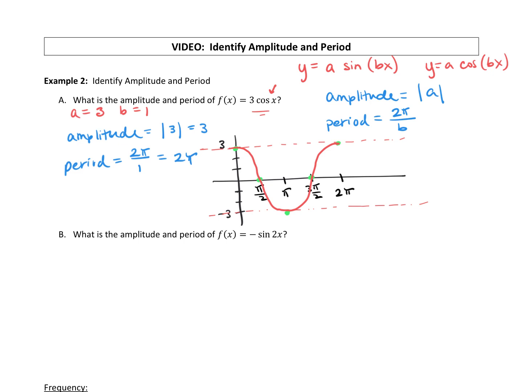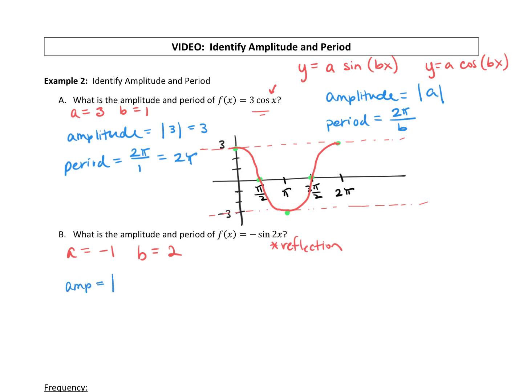So let's identify some information. We want to identify our a value is negative 1, and our b value is 2. Now, just a reminder, if you have a negative out in front of your function, that's going to be a reflection. So maybe we'll just make a little note that this is going to have a reflection. But let's identify the amplitude and period. That's what we're being asked to do, and then we're just going to graph it because that's fun.